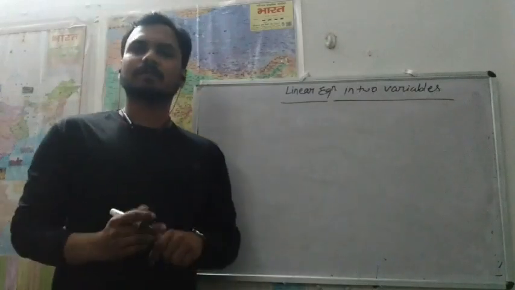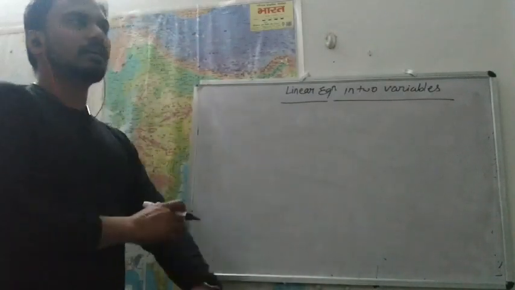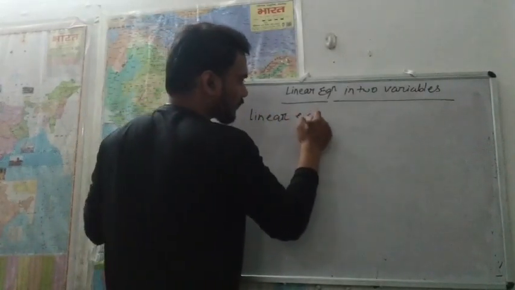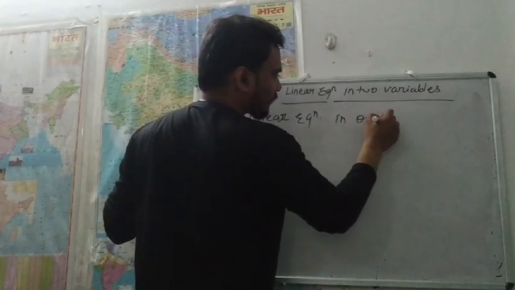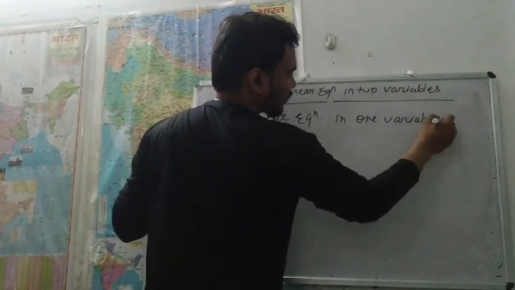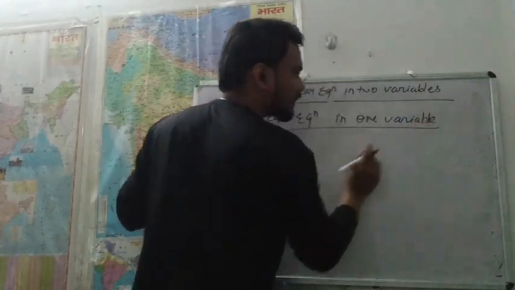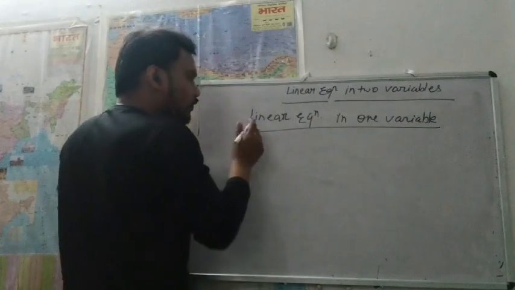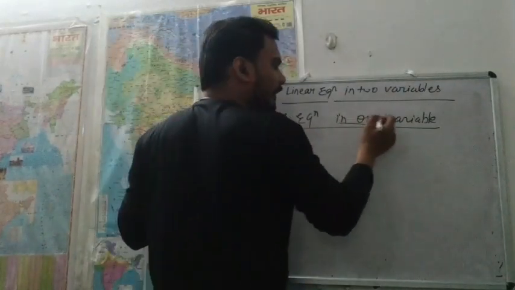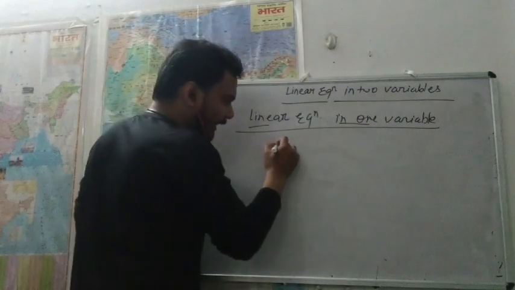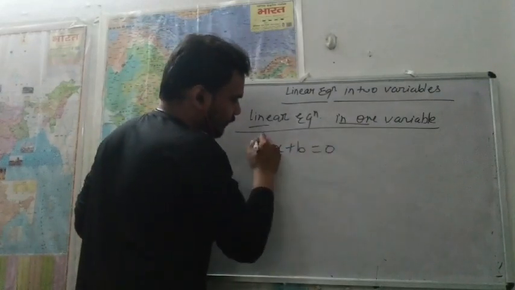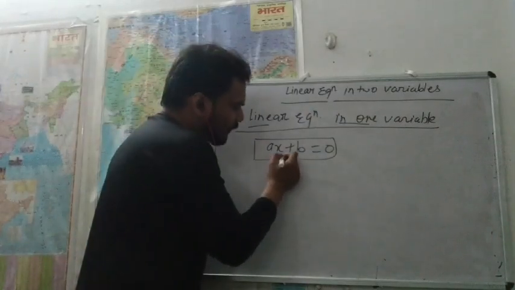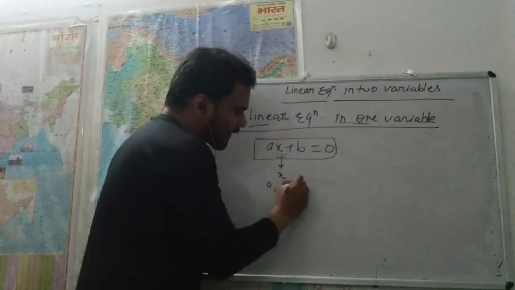In the previous class, we have already discussed the linear equation in one variable. Since we know what variables and constants are, the linear equation in one variable is an equation of the form ax + b = 0. In this equation, there is only one variable, that is x, while a and b are the constants.